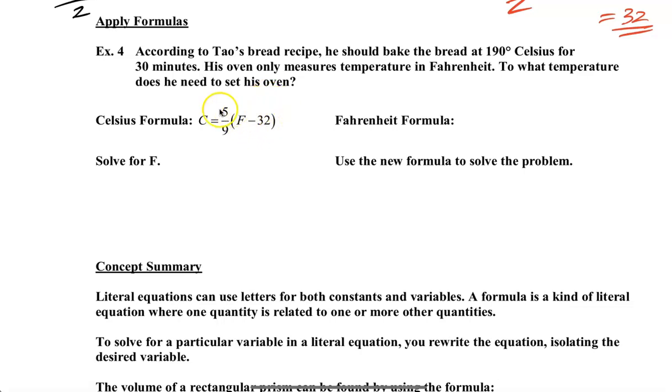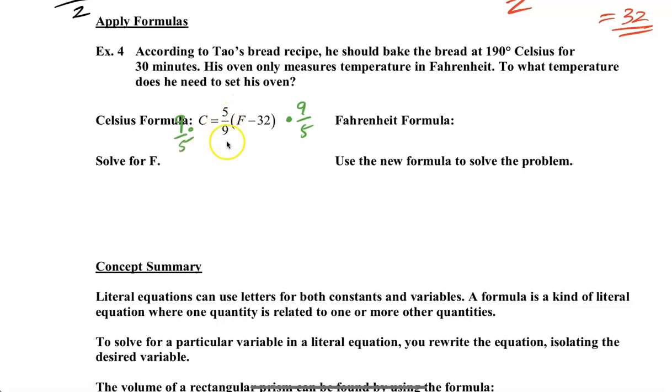So what's going on here? Same concept, I want to get F by itself. Now, normally you go, oh, I've got to add or subtract on both sides. But first you've got to get rid of this multiplication because it's in parentheses. So we've got to get rid of this outside stuff first. The easiest way to get rid of a fraction is to multiply by the reciprocal. So we're going to multiply both sides by 9 over 5.